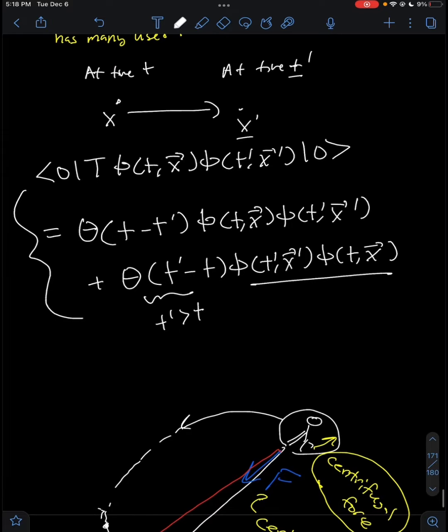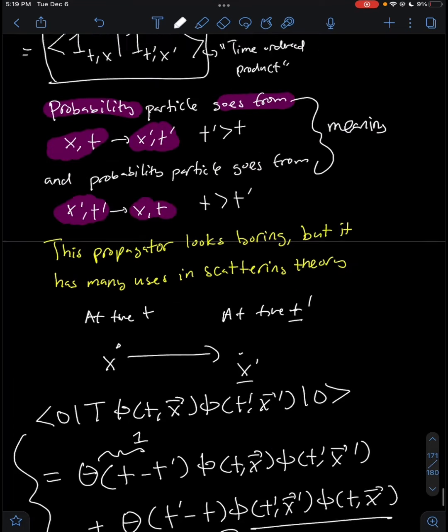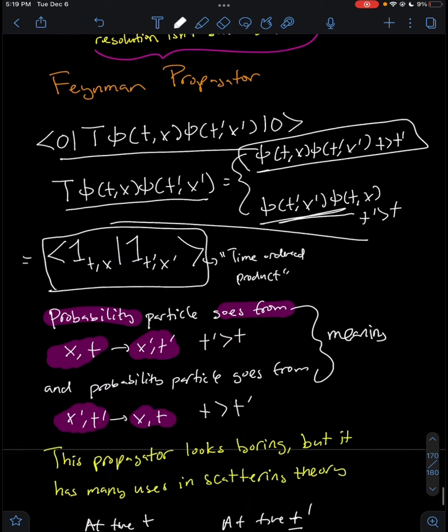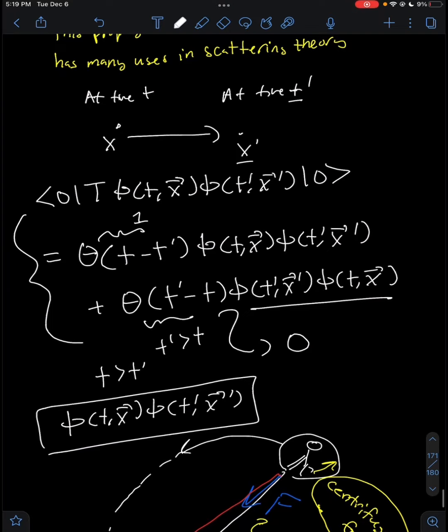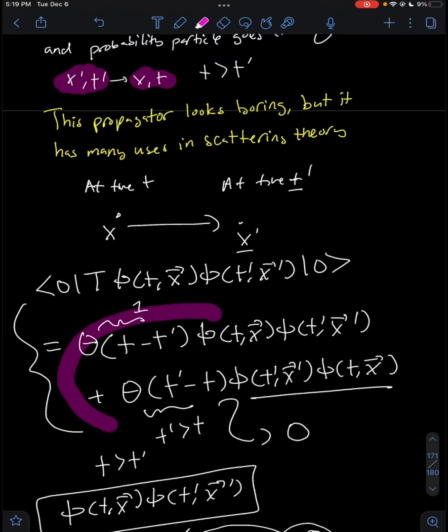So here's a concrete example. Let's say that t was greater than t prime. That would make this term go to 0. That would make this equal 1. And then we'd have phi t x times phi t prime x prime. And that's exactly the same thing that we have right over here. So that's how the Feynman propagator works in practice. Now it turns out that we can simplify this inside term quite a bit by writing out the Heaviside step function in terms of a complex integral. So let's do that now.